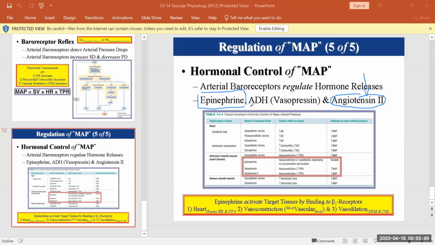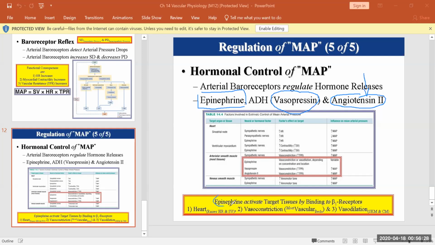ADH stands for antidiuretic hormone, also known as vasopressin, because they cause vasoconstriction in blood vessels. So they increase the pressure in the blood vessels, hence the name vasopressin. But I'm going to focus on epinephrine. Now it says here, epinephrine activates target tissues with binding to beta-1. That's not really accurate. I did that on purpose because this is straight from your book.